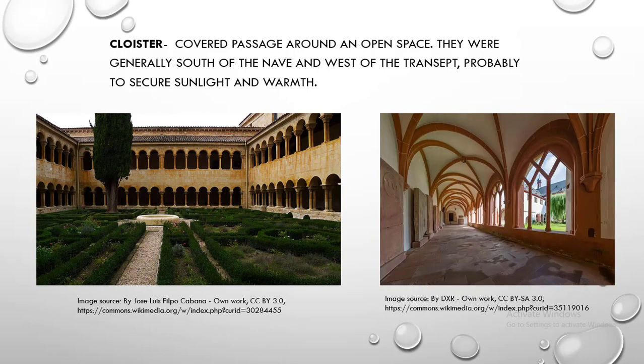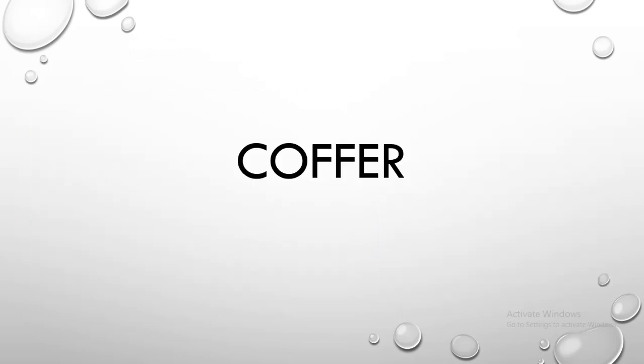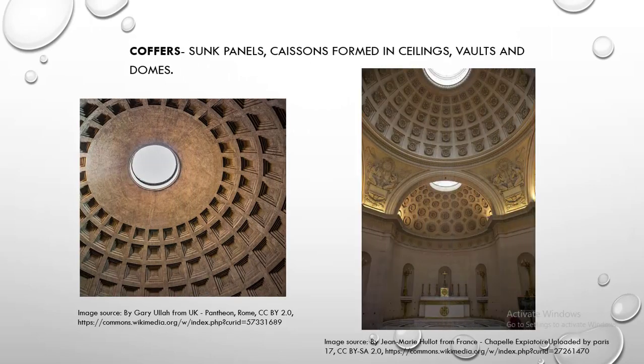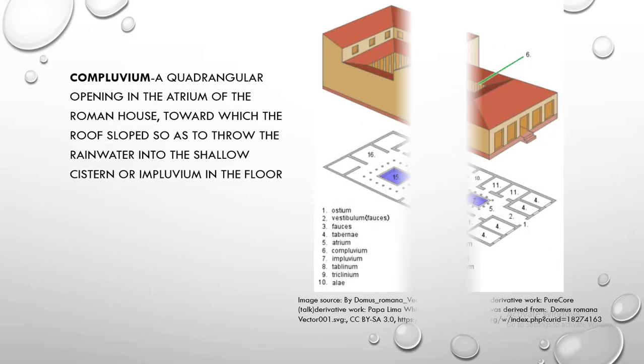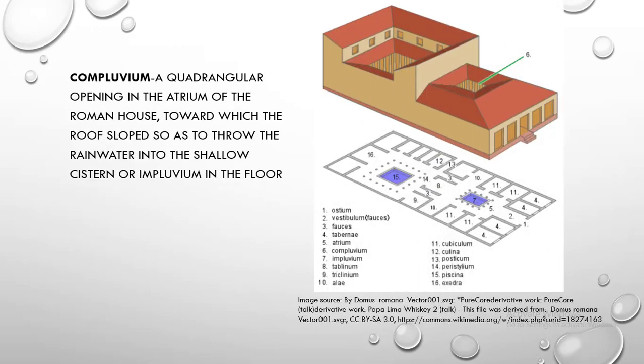They were generally south of the nave and west of the transept, probably to secure sunlight and warmth. Coffer. Coffers are sunk panels, or caissons, formed in ceilings, vaults and domes. Compluvium. Compluvium is a quadrangular opening in the atrium of a Roman house, toward which the roof sloped so as to throw the rainwater into the shallow cistern, or impluvium, in the floor.